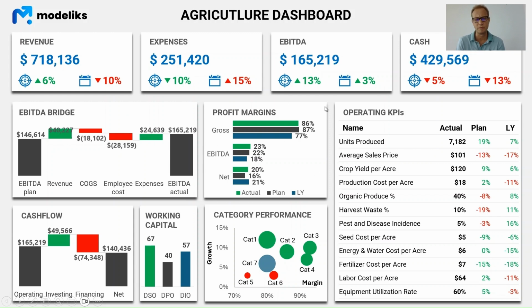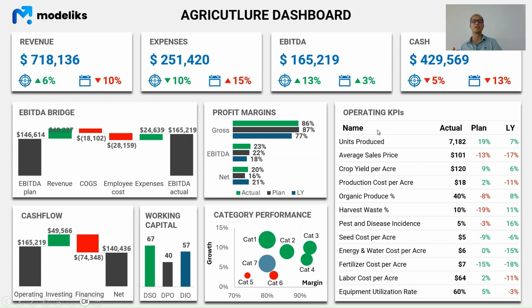Next, we want to move into profit margins. The three most important profit margins we want to look at are our gross profit margin, our EBITDA profit margin, and our net profit margin. Actual versus the plan and versus previous year. After that, we move into operating KPIs.